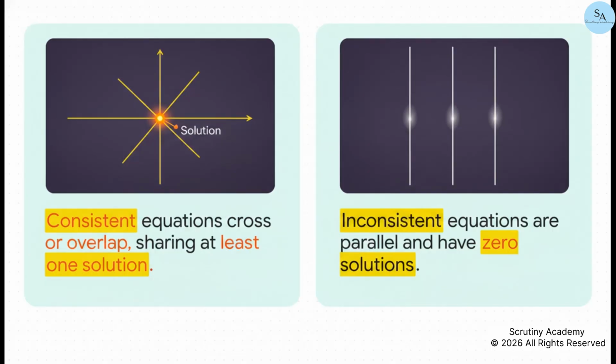Now, math textbooks love throwing fancy words at us, but let's just translate them into plain English. If the lines cross, or if they lie exactly on top of each other, it means they share at least one point. We call these consistent equations. It just means they have a solution. But if the lines are parallel and they never ever meet, they have absolutely 0 solutions. We call those inconsistent equations. Honestly, it just means they don't agree. They can never find common ground.